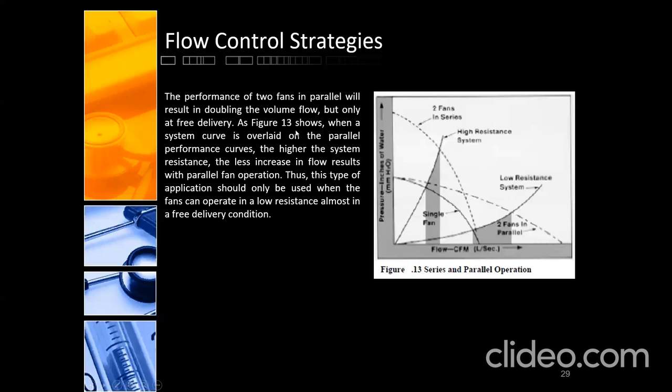So the performance of two fans in parallel will result in doubling the volume flow, but only at free delivery. As figure 13 shows, when a system curve is overlaid on the parallel performance curve, the higher the system resistance, the less increase in flow results while in parallel fan operation. Thus, this type of application should only be used when the fan can operate in low resistance, almost in free delivery conditions.